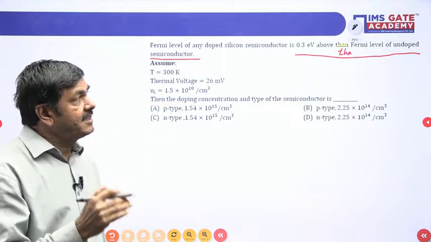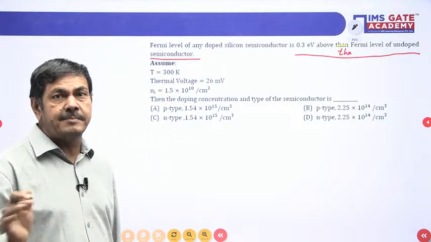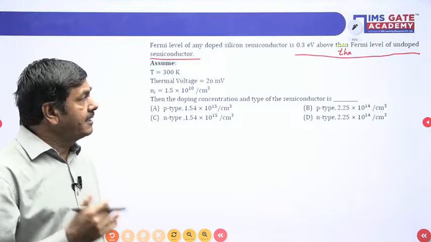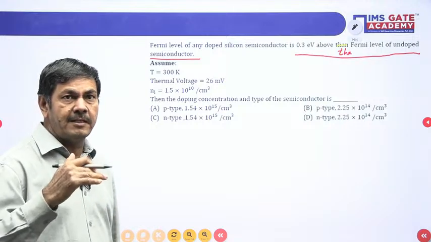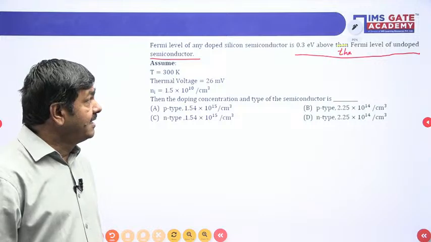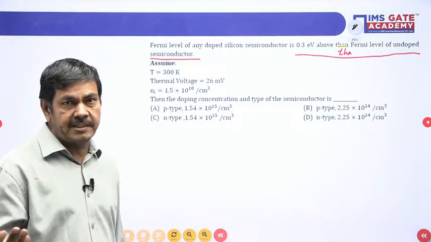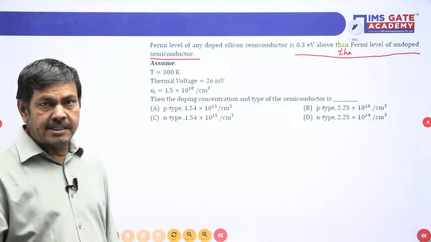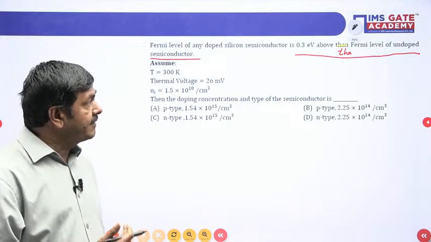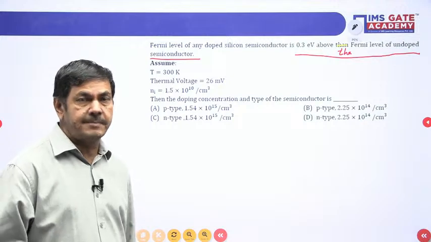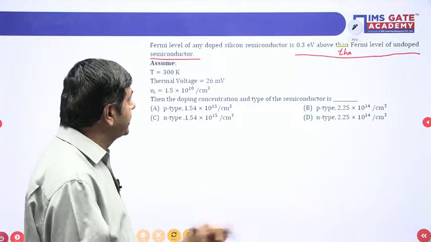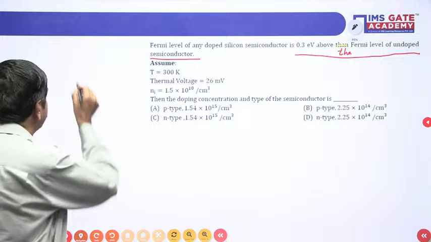An undoped semiconductor means an intrinsic semiconductor. The intrinsic semiconductor can have only the intrinsic Fermi level. Just above that, above means what? It is an n-type extrinsic semiconductor only. If the Fermi level energy is given below the intrinsic level, it becomes a p-type extrinsic semiconductor. Now we can say the type of the semiconductor is n-type. Directly we can write.